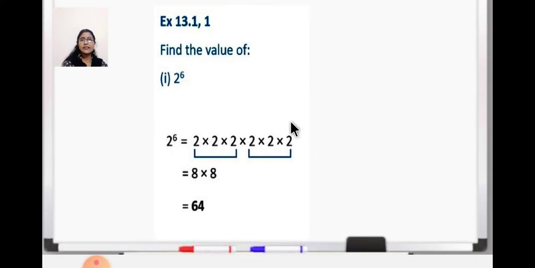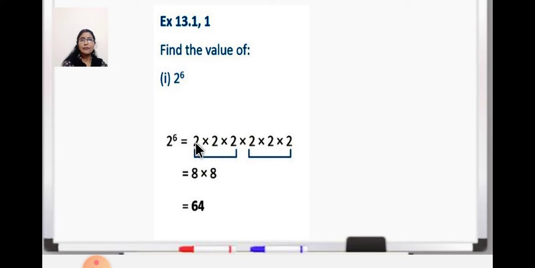Now let us do exercise 13.1, question number 1, based on what we have learned just now. Find the value of. Here we have to find the value. It is given in exponential form and you have to find the value of this number. So 2 raised to 6 is given. First we will write down what it means. 2 raised to 6 means we have to write 2 six times. So 2 into 2, you can see here 2 is written 6 times.